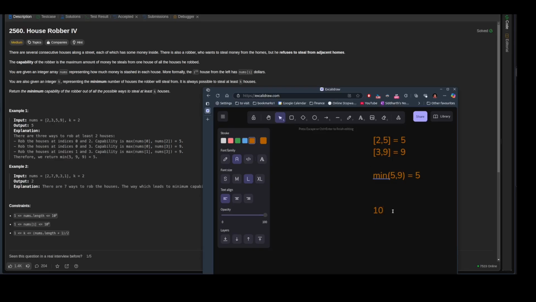Let me reduce this to half. So 10 by 2 is half, I mean 5. So a robbery of at least 2 houses is still possible.